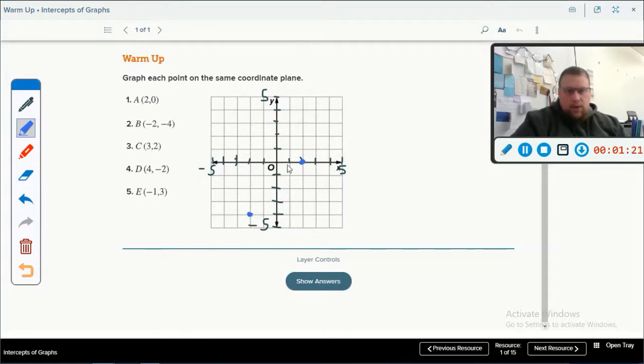C is 3, 2, 1, 2, 3, up 1, 2. Remember, positive goes right in the X and up in the Y. Negative goes left in the X and down in the Y.